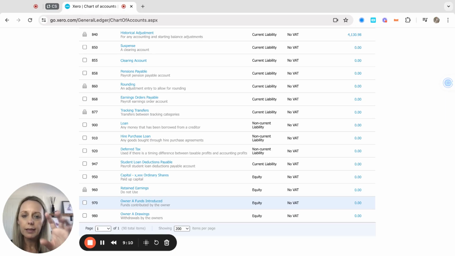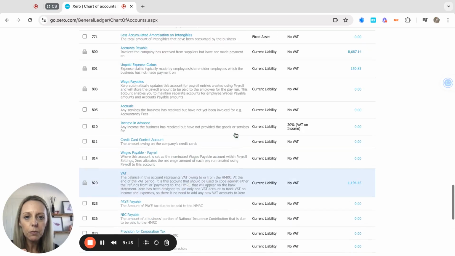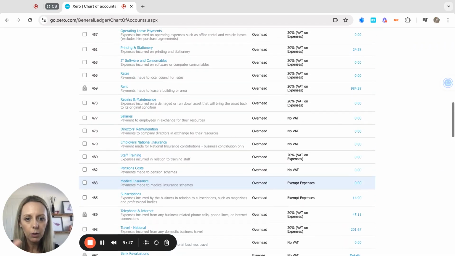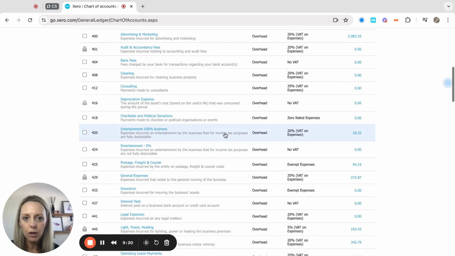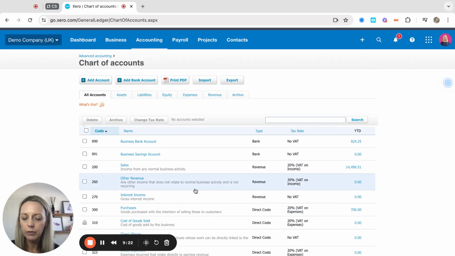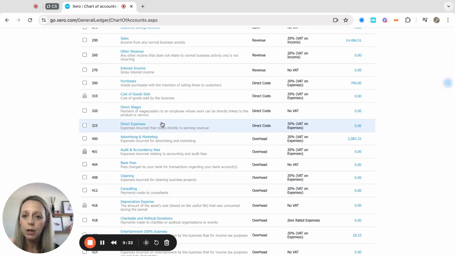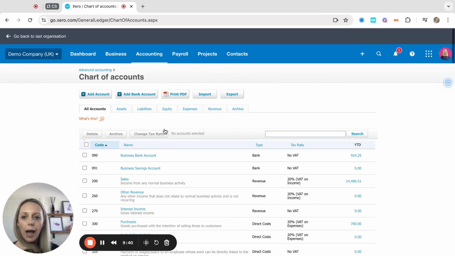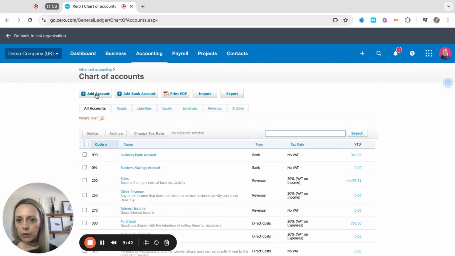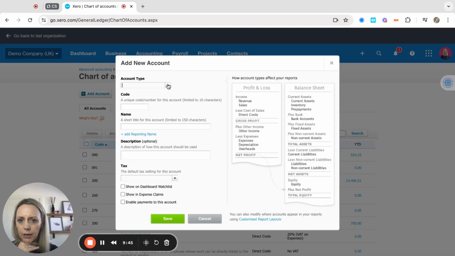And when you put things into each of these, they go into the relevant reports. So all these overheads, expenses, direct costs, revenue, sales ones will all go into your profit and loss, and everything else goes onto the balance sheet. So it's really important when buying something to make sure that you put it into the right category so it goes to the right report and it's treated in the right way. So to add an account, you just literally come up here, add account, select the type.